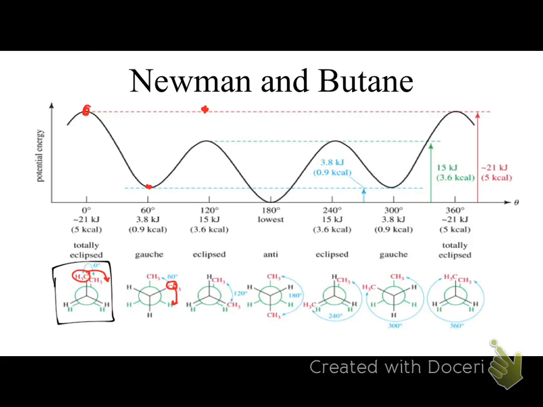Should it spike as high as our initial conformation? No, because the methyls are a little bit further away from each other. Okay? We've given them more space. It's going to be a little bit lower in energy, and that's why we see our peak a little bit lower. As we continue to rotate again and again, you'll notice that the energy changes accordingly.